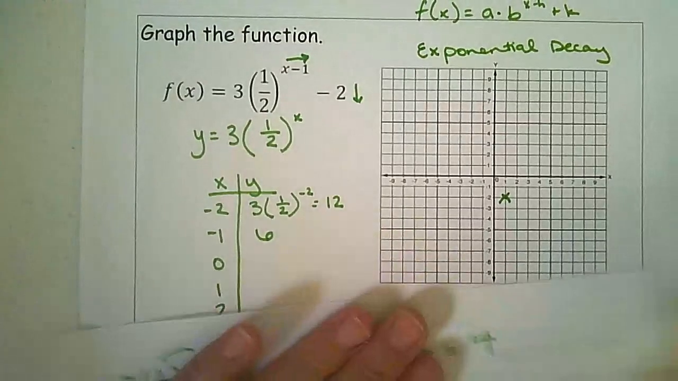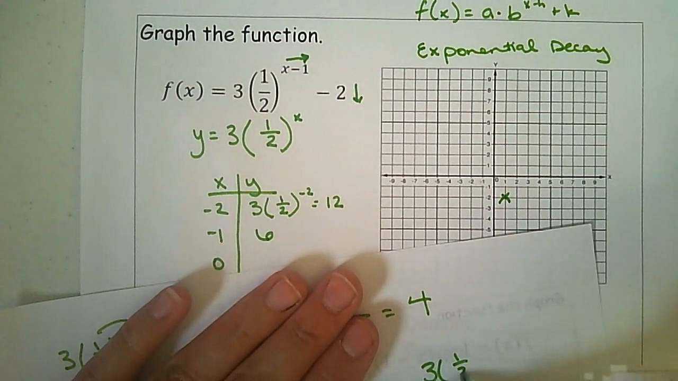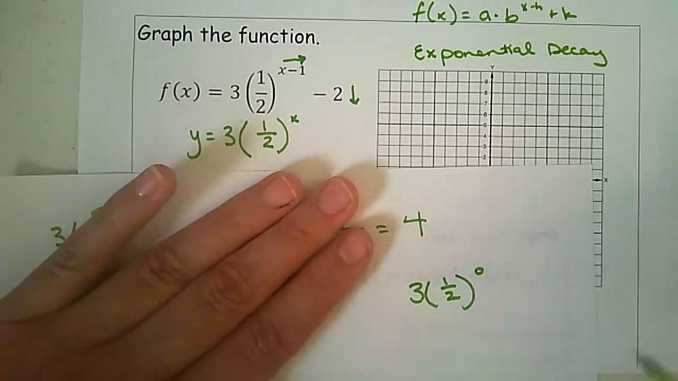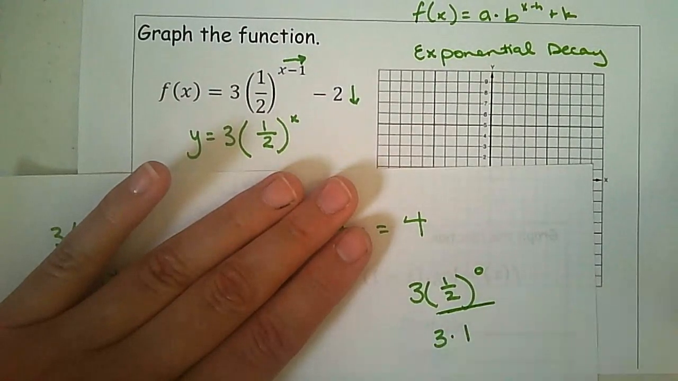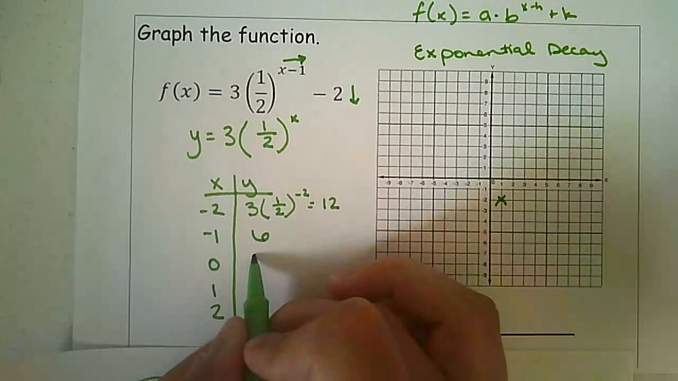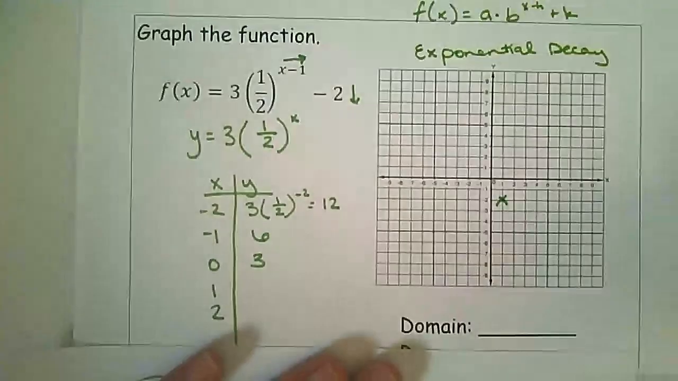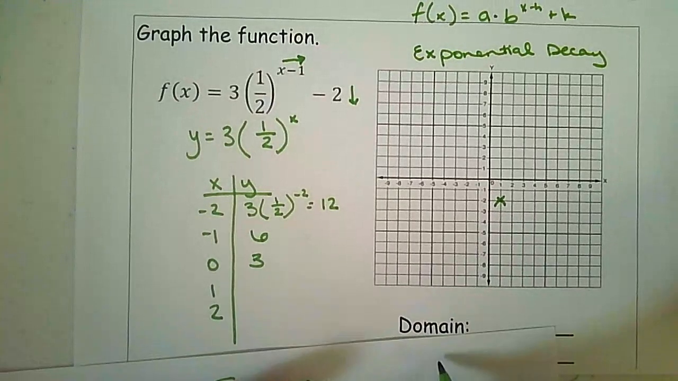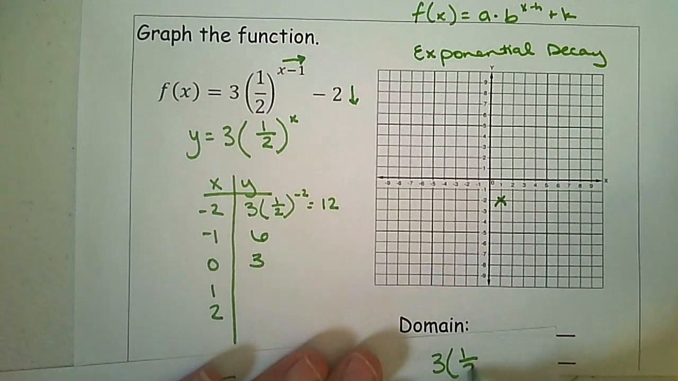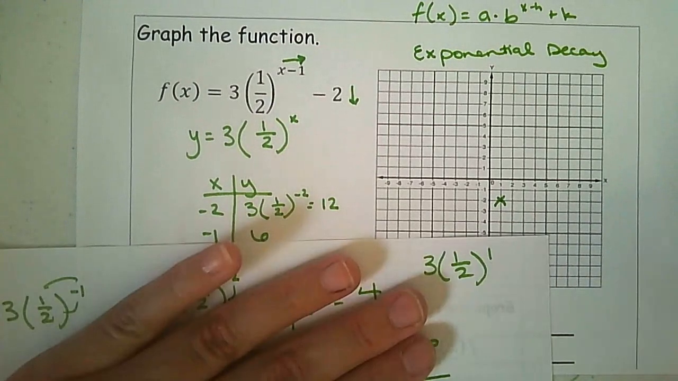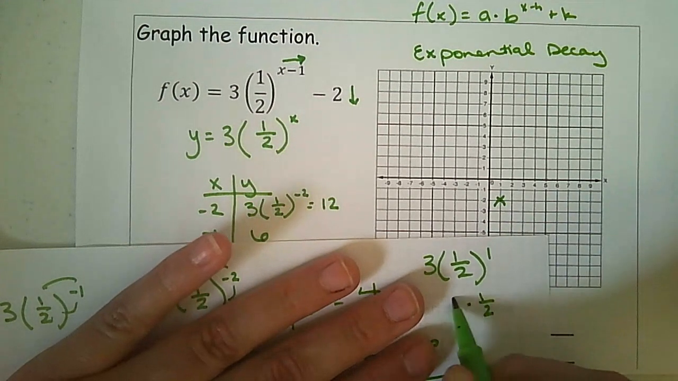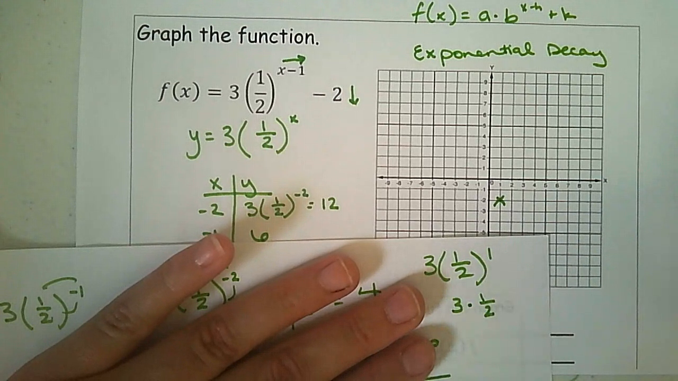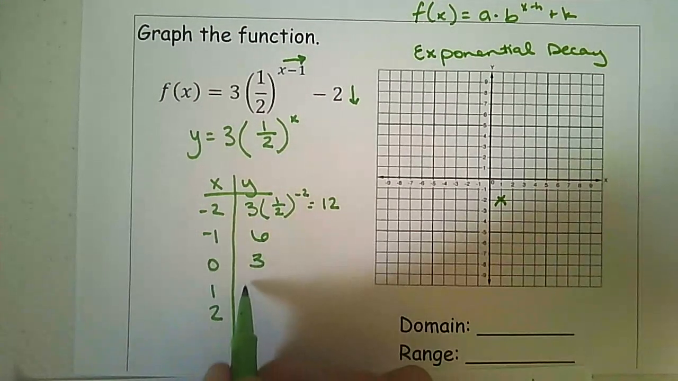Let's go ahead and plug in 0. So we know anything to the power of 0 is just 1. 3 times 1 is 3. Let's plug in a 1. So 1/2 to the power of 1 is just 1/2. Times it by 3, you're going to get 3/2, which is 1.5.